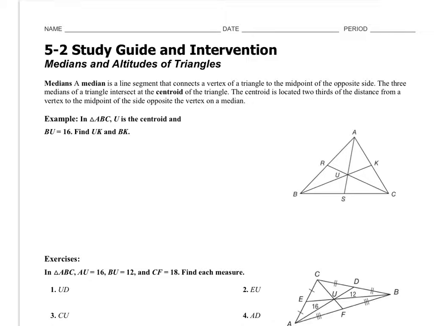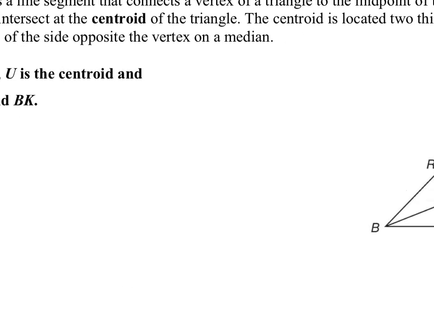The three medians of a triangle intersect at the centroid. And the centroid has a special relationship: it creates two segments of our median, where the larger segment is equal to 2/3 the length of the median, and the smaller segment is equal to 1/3 the length of the median.